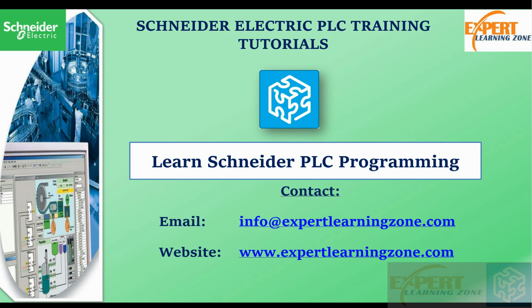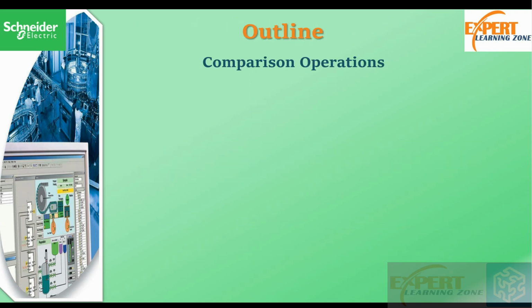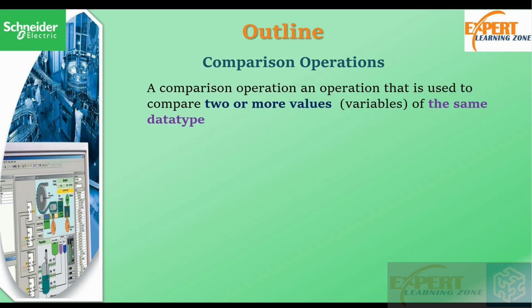So this is a continuation of our Schneider Electric PLC training, and in this lesson we are going to learn comparison operations, what they are and how to use them in your PLC applications. So what is actually a comparison operation? A comparison operation is an operation that is used to compare two or more values or variables of the same data type. So you may want to compare them and perform some action based on that comparison.